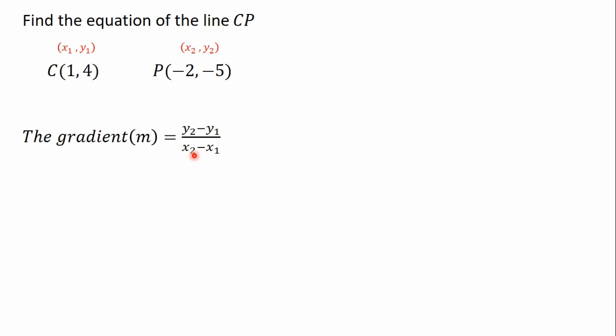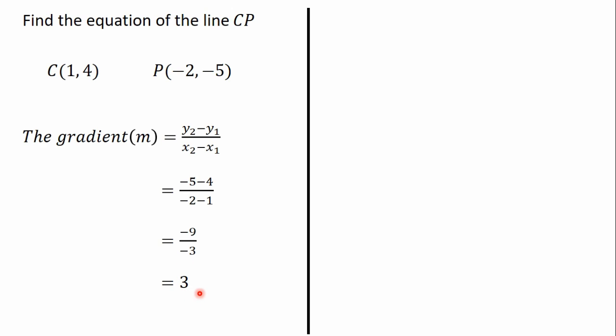So to find the gradient, I will substitute these values into the formula. This will give me (-5 minus 4) divided by (-2 minus 1). -5 minus 4 is -9, -2 minus 1 is -3. -9 divided by -3 will give us 3. So the gradient of the line joining the point C to the point P is 3.